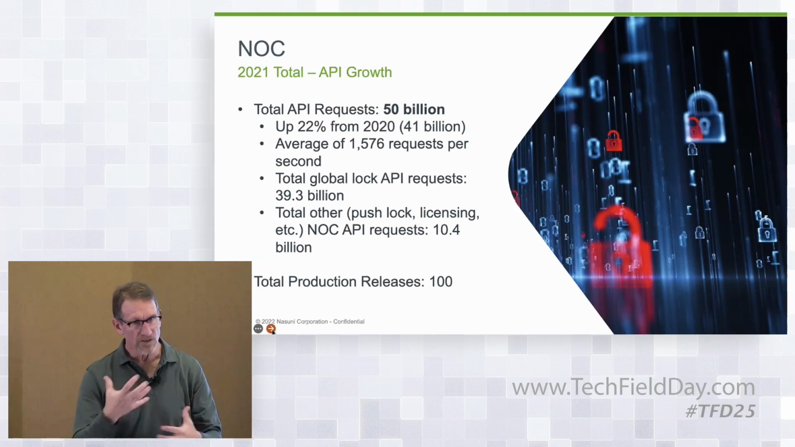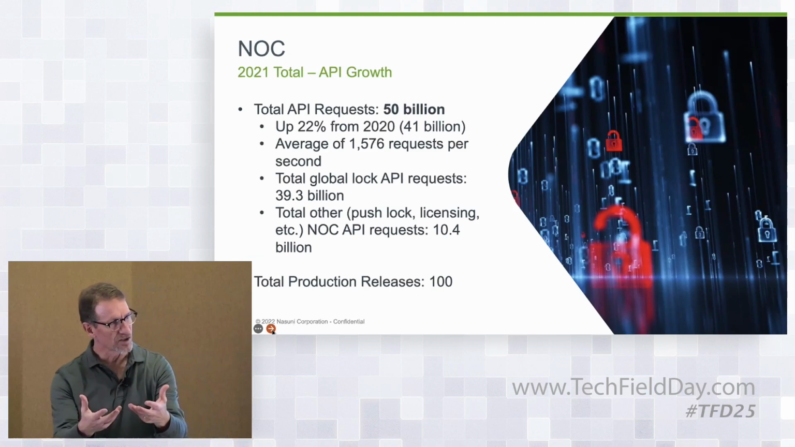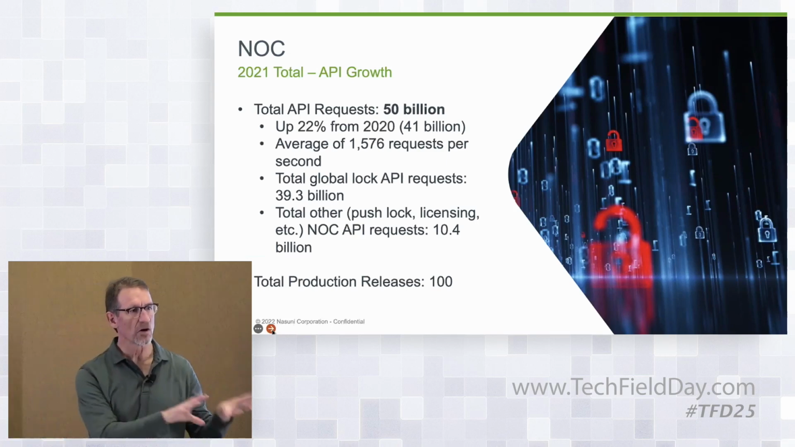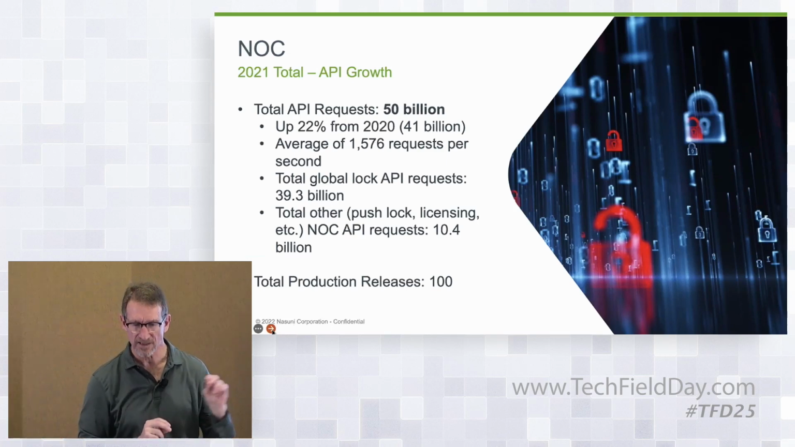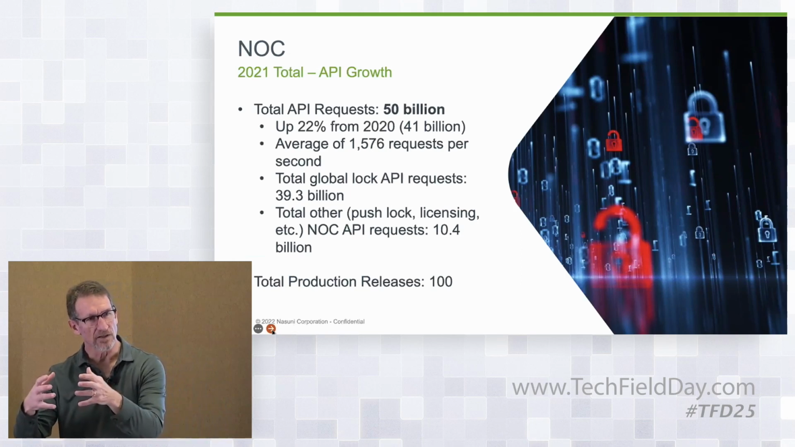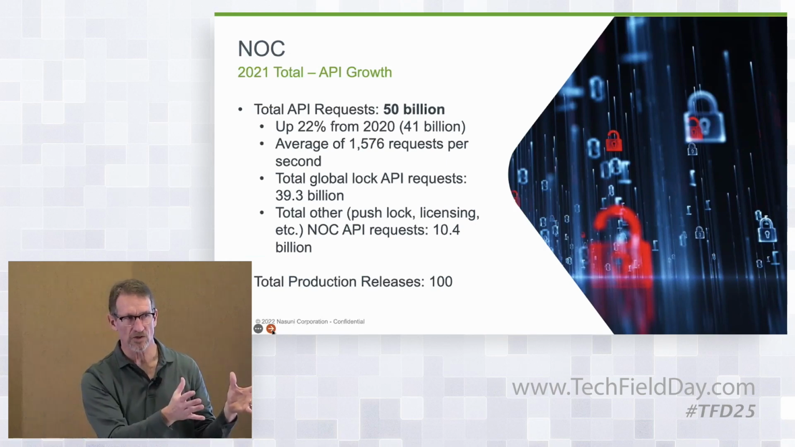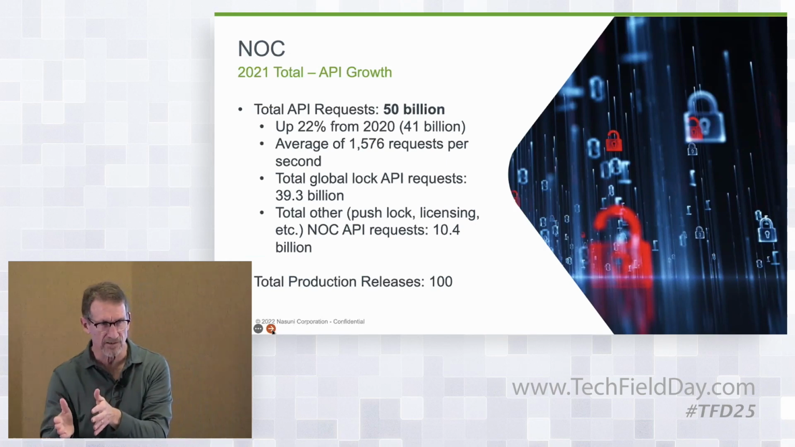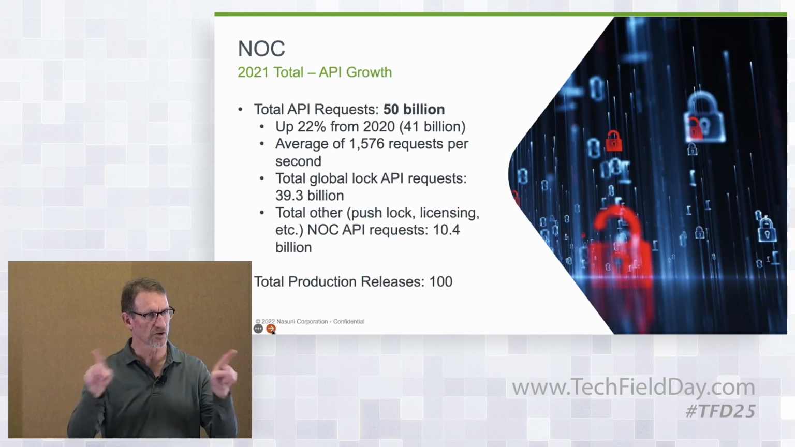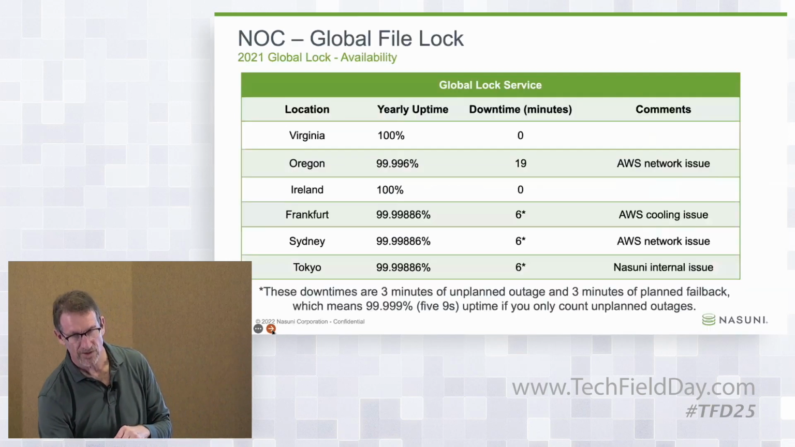It also performs other functions like licensing and understanding and managing upgrades to the software, et cetera. But primarily it manages lock requests, and that's what our customers use it for. Because it's a cloud service, we're able to make changes to the Nasuni Orchestration Center on a fairly frequent basis. We actually did 100 releases to the Nasuni Orchestration Center service last year, again, without interruption to our customers.